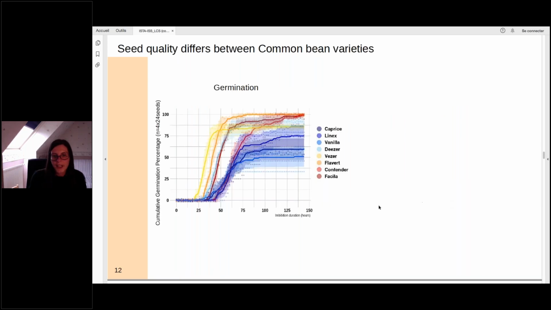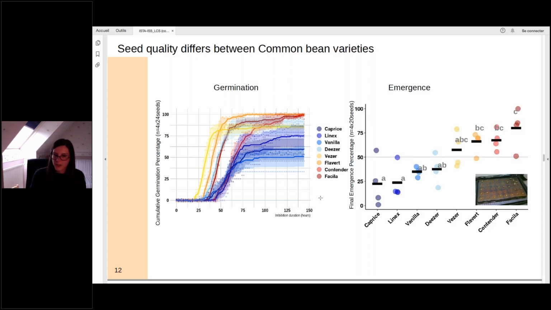Okay, for our 8 varieties, we characterize the quality with the germination. So here you've got the cumulative germination percentage of our different varieties in different colors through time. And we also characterize the emergence percentage of our varieties at 7 days after sowing in potting soil. For a first analysis, we can group our varieties into 2 groups, one of high emergence percentage varieties and one of low emergence percentage. So the blue is for the low emergence percentage varieties and the varieties in yellow-red have high emergence percentage. So we've got this characterization.